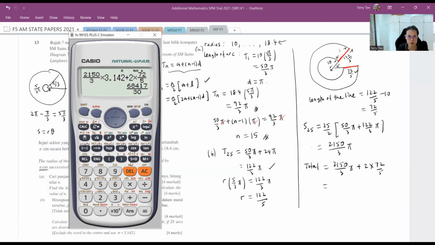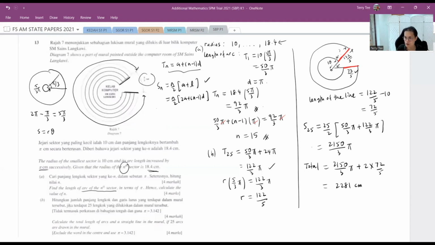There you go. Very ugly number. 2281. If you round off, I think 4 significant figures will do, 2281. If you want, you can write more, 2280.57. All right, 2281, good enough. So this length is in cm.